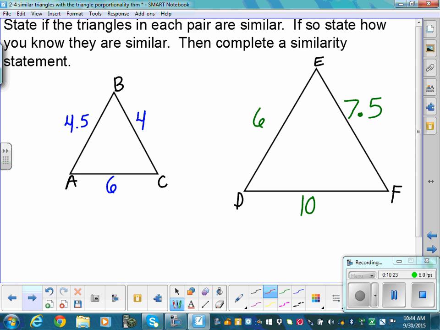Say if the triangles in each pair are similar. If so, state how you know they are similar, then complete the similarity statement. With this one, which angle relationship will we use? Side, side, side. And then we'll check the ratio of the corresponding sides, right? And how will we know which side corresponds with which side?